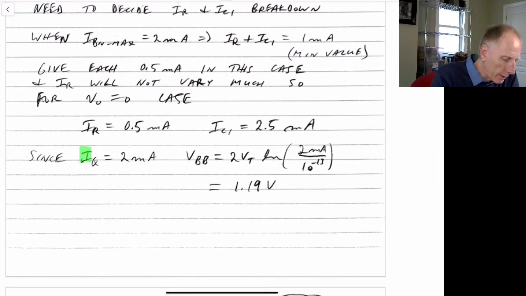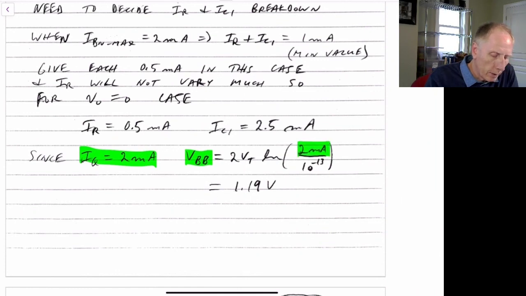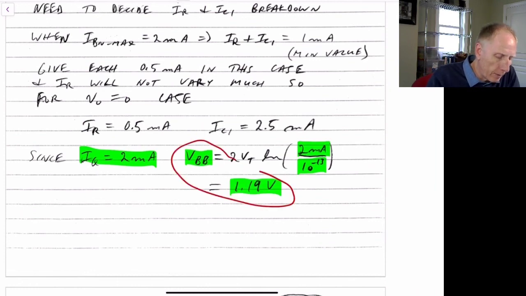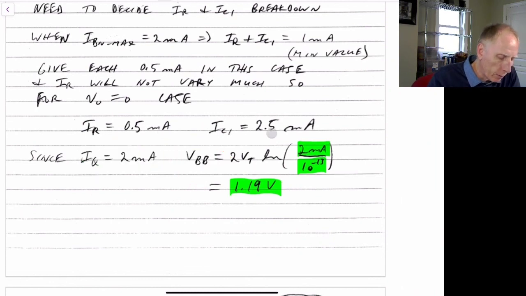Now, since our quiescent current is 2 milliamps, we can find our VBB voltage. We know that's going to be VT times the ln of 2 milliamps divided by our scale current for our power transistors, which is 10 to the minus 13, IS divided by alpha, and that works out to be 1.19 volts. So we want to design our Vbe multiplier so that VBB is equal to 1.19 volts in quiescent, when the output voltage is equal to 0 volts.